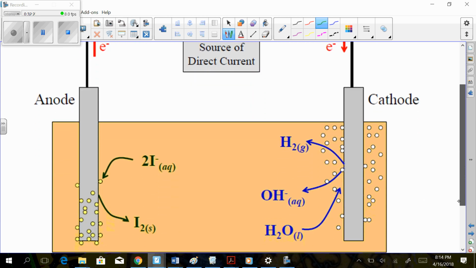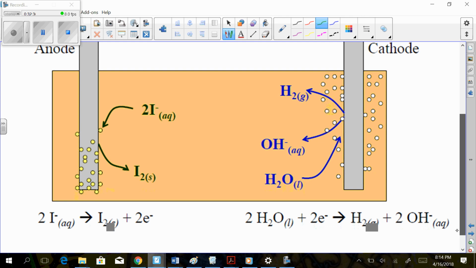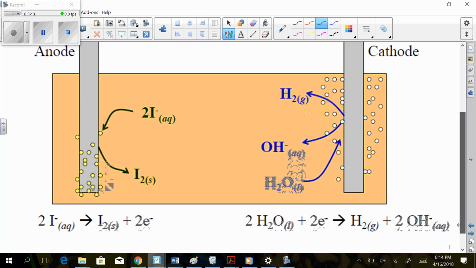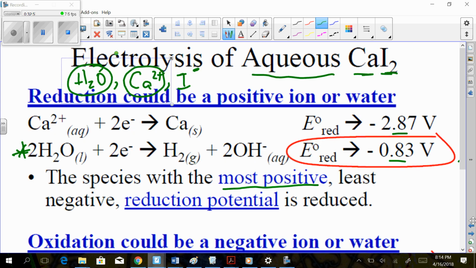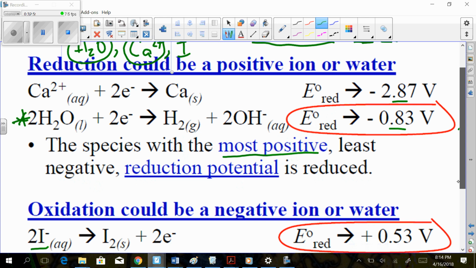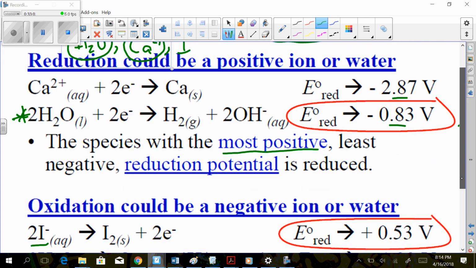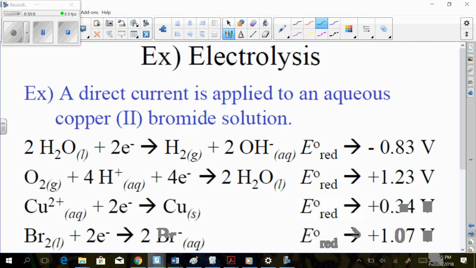Here is a picture of that going on. At the anode, the oxidation half would be the iodine. At the cathode, water is gaining 2 electrons and becoming hydrogen gas. You see the bubbling off of the hydrogen gas, and it's becoming basic, so we have hydroxide ions. Now let's look at the next one.